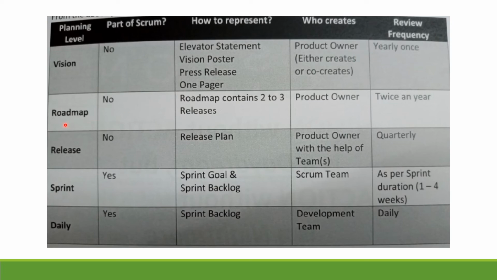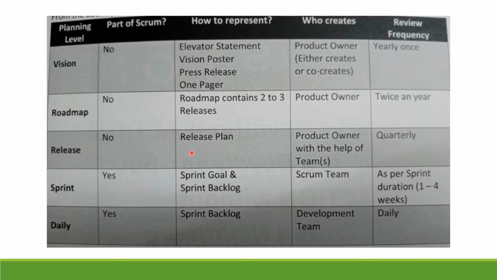The roadmap contains two to three releases, generally 2 to 4 releases, and is owned by the product owner. It is reviewed twice a year, right? The release planning happens every quarter maybe, right? It's owned by the product owner with the help of teams as well, so they can use the help of teams here.